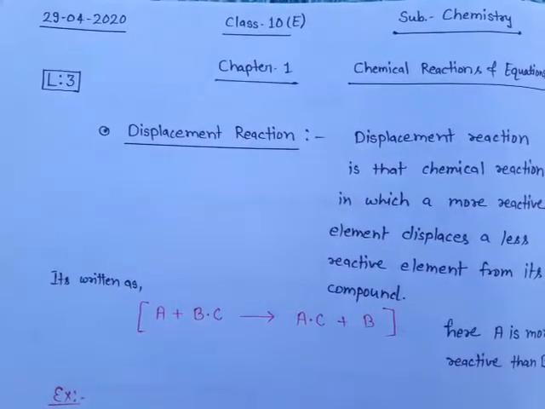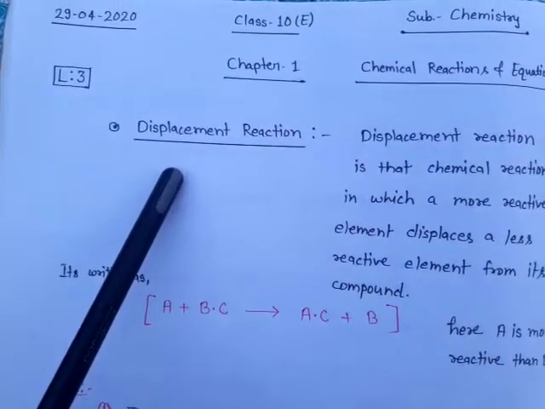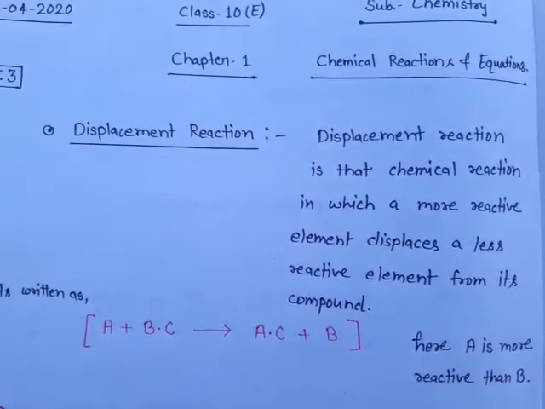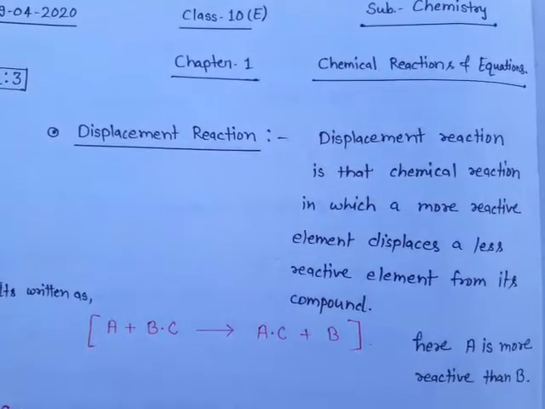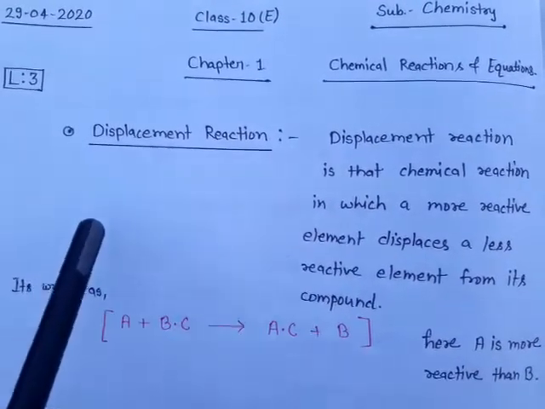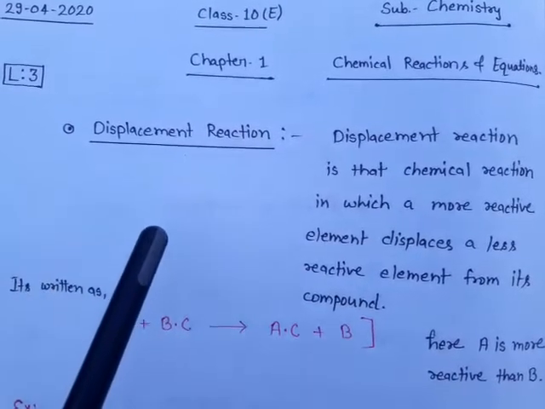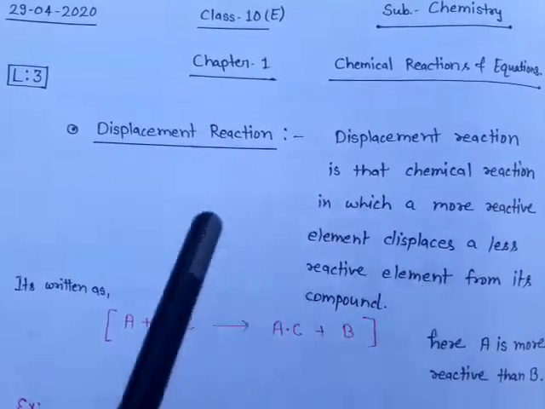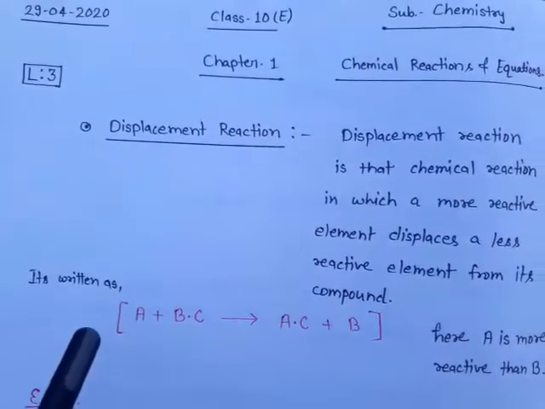In this lecture we continue with types of reaction. The third type of reaction is the displacement reaction. What is a displacement reaction? It is a chemical reaction in which a more reactive element displaces a less reactive element from its compound. That means in a displacement reaction, the reactants include a compound, and a more reactive element displaces the less reactive element in the compound and forms a new product. Then that type of reaction is said to be a displacement reaction.